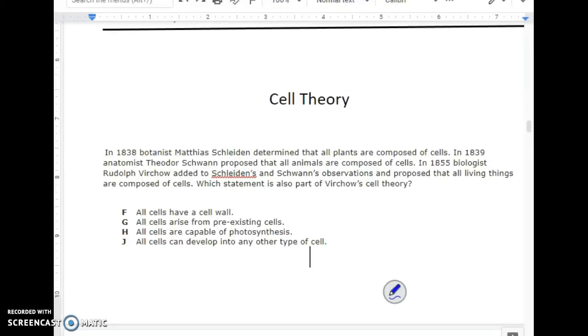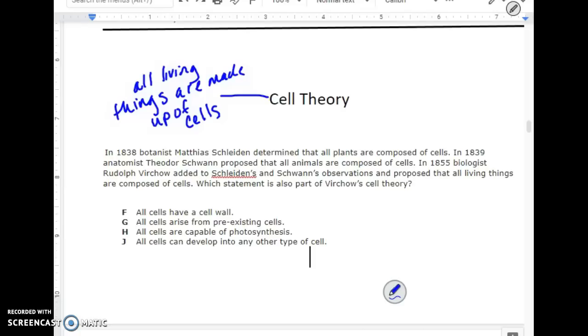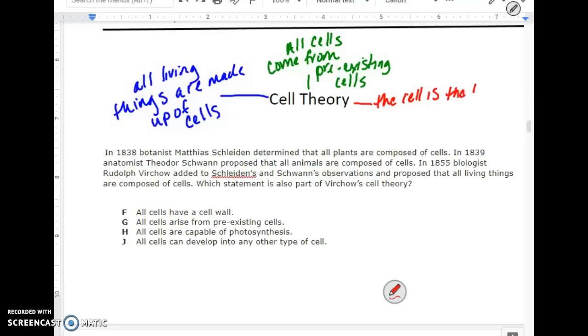Okay, next up is cell theory. The cell theory has three main points or three main facts. Number one, all living things are made up of cells. Number two, all cells come from pre-existing cells. And number three, the cell is the basic unit of life.